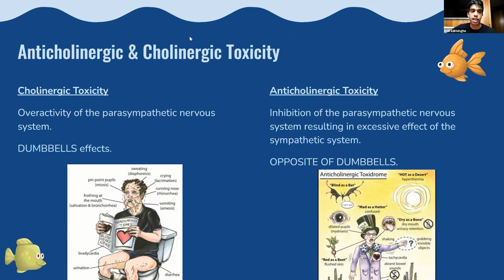So what you have is this idea of anticholinergic and cholinergic toxicity. Cholinergic toxicity is when you have overactivation of the parasympathetic nervous system, aka you have too much ACh, which is activating a lot of the parasympathetic nervous system. So then you get the DUMBBELS effects that we talked about before, and this is an image that just summarizes that. Then you have anticholinergic toxicity, which is the opposite of that, and therefore the effects are the opposite of DUMBBELS.